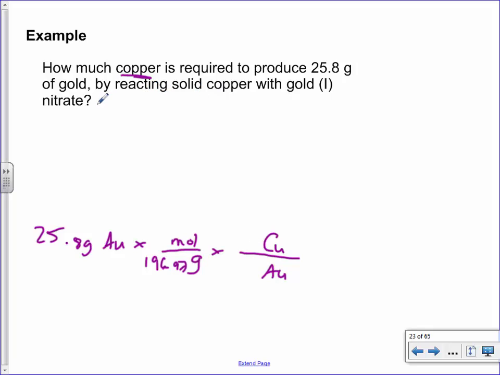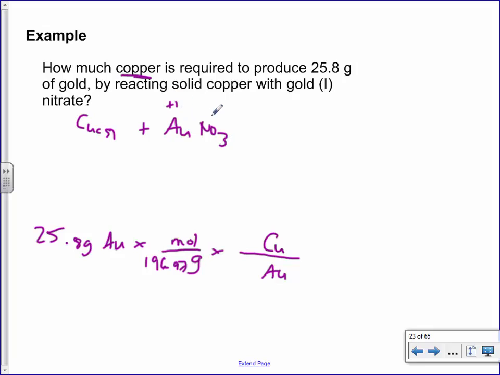So let's read through here again. We want to react solid copper with gold(I) nitrate. What is gold(I) nitrate's formula going to be? Because if you can't get that formula right, it's also going to screw things up. Well, here's gold. What's a nitrate? NO3. How do their charges work? Do we need any brackets or 2s or stuff like that?